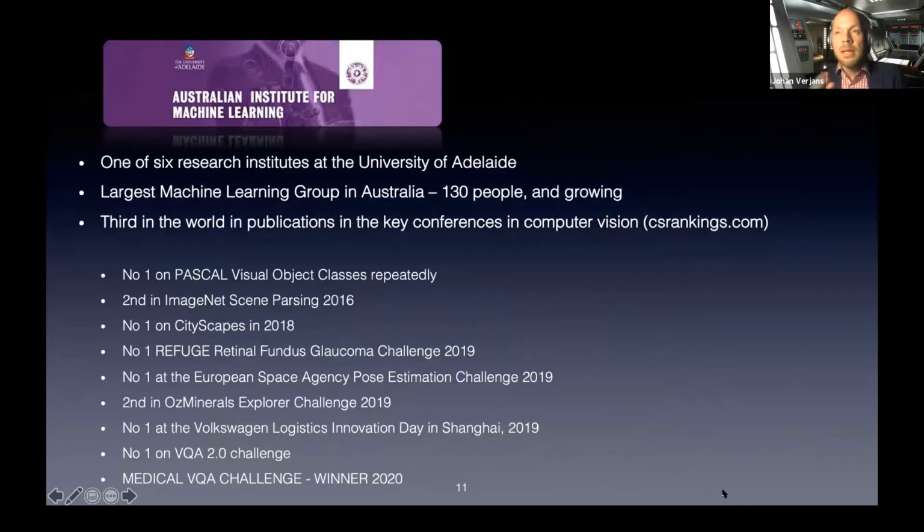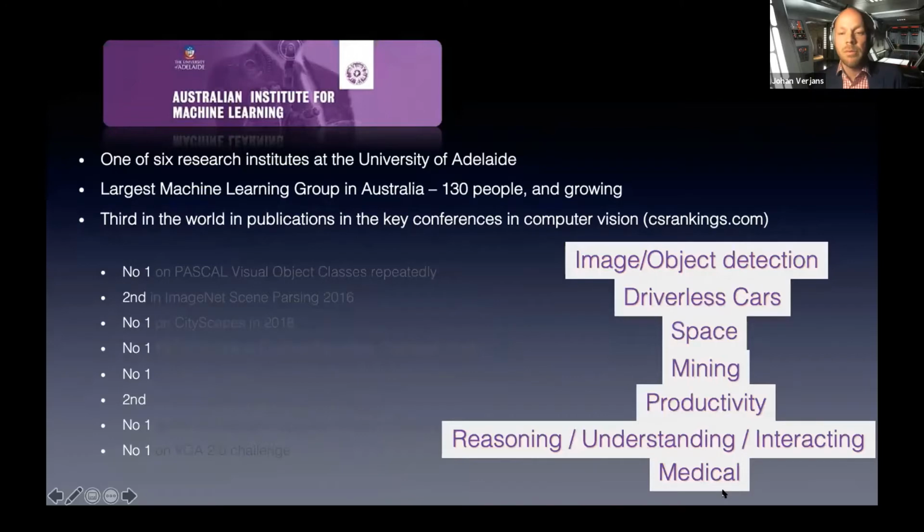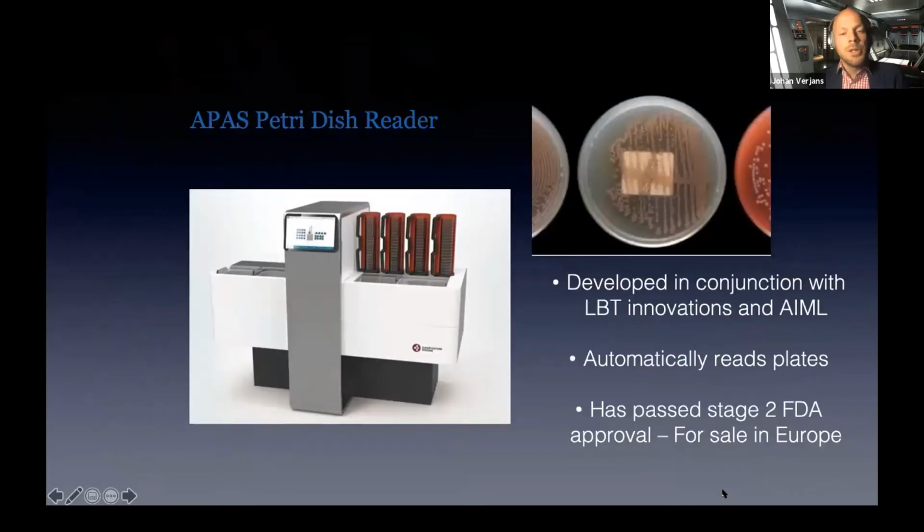Besides publishing computer vision papers and applied papers, we also join a lot of challenges that benchmark us compared to the rest of the world. You don't have to read everything, but we're leading in driverless cars, object detection, space and mining challenges, productivity, but also more challenging AI in terms of reasoning and understanding and interacting with computers and applying this to medical projects. Commercialization expertise is also something that is really a bonus.